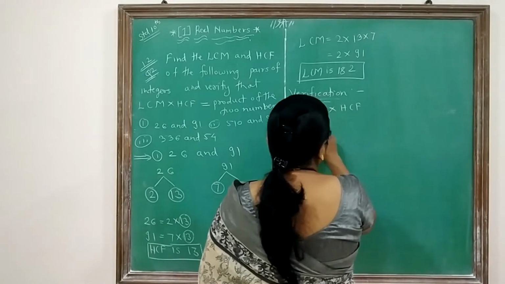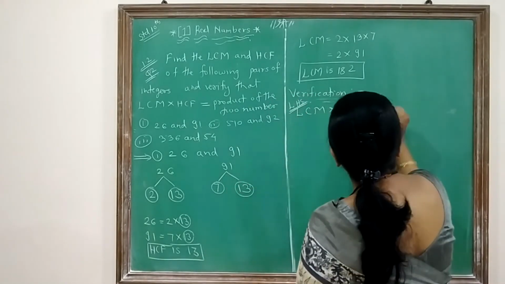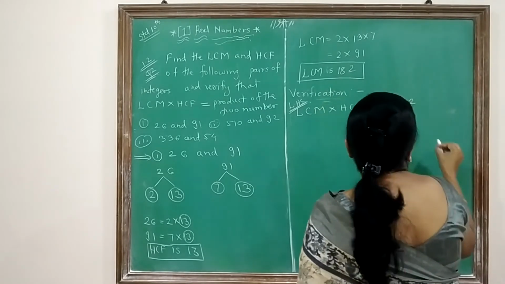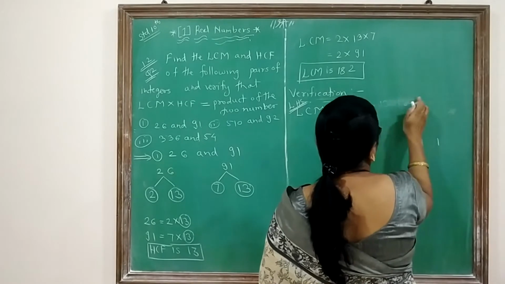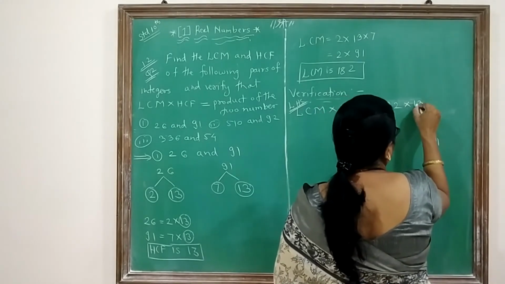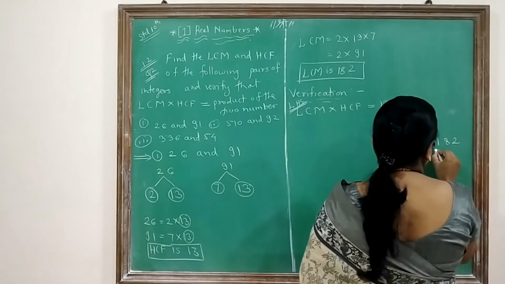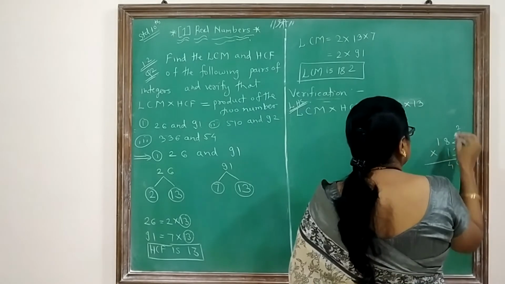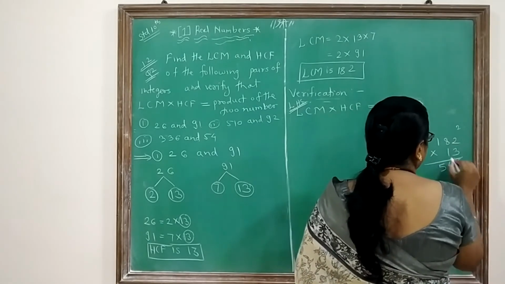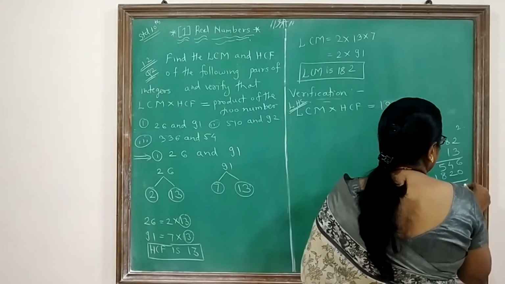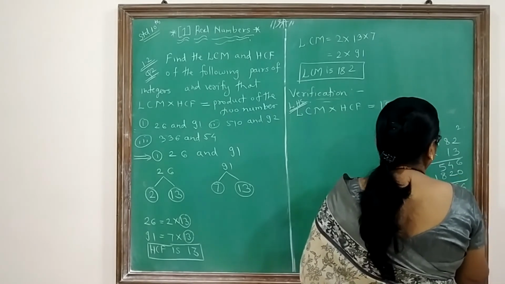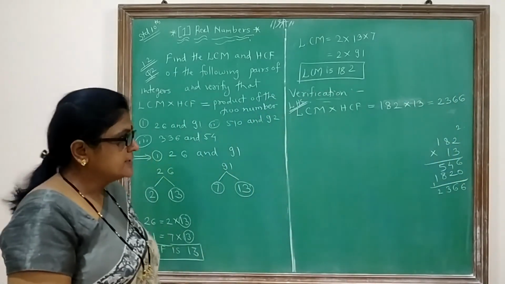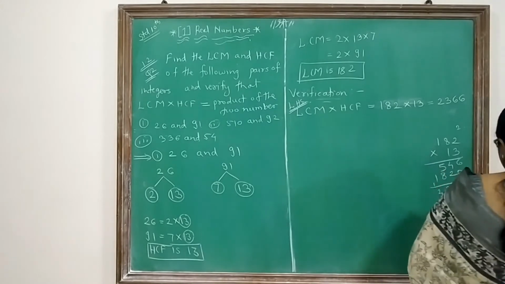Then LCM into HCF. What is your HCF? 13. And what is your LCM? LCM is 182. Then you will write 182 into 13. Then 182 into 13, you will multiply. 3 twos are 6, 3 eights are 24, then 2, 3 ones are 3, then 5, then here 0, 2 ones are 2, 8 ones are 8, 1 one is 1, then you will get 2366.